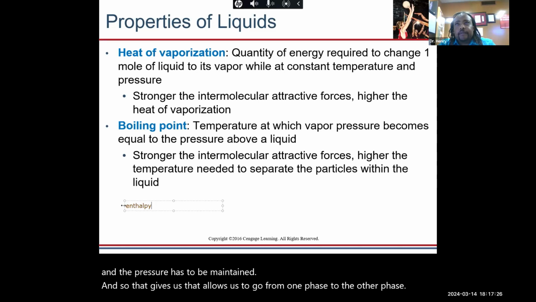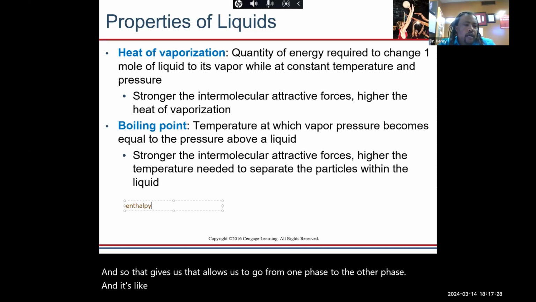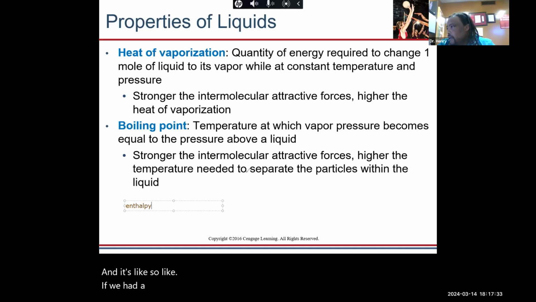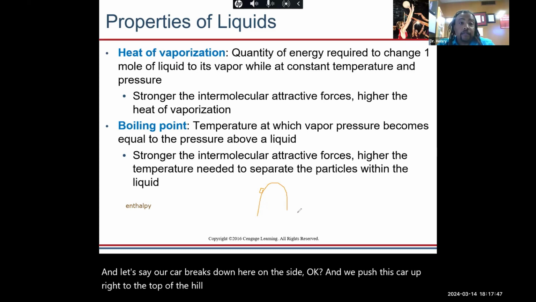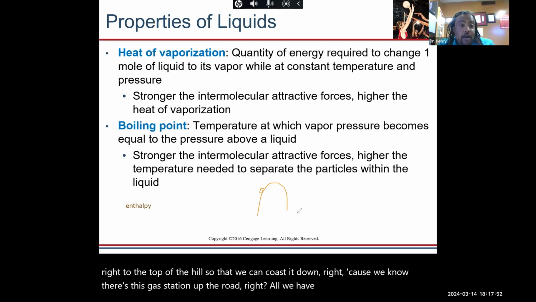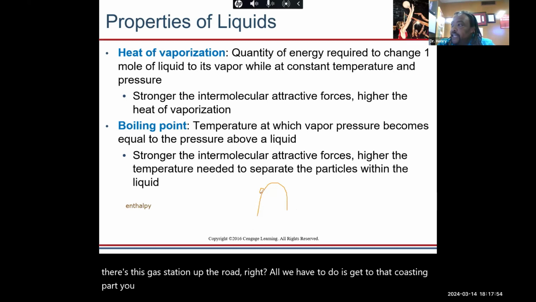It's like if we had a mountain or little hill, and let's say our car breaks down on the side, and we push this car up to the top of the hill so that we can coast it down, because we know there's this gas station up the road. All we have to do is get to that coasting part, so that energy it takes to get over the hump, that's sort of what we're seeing here.